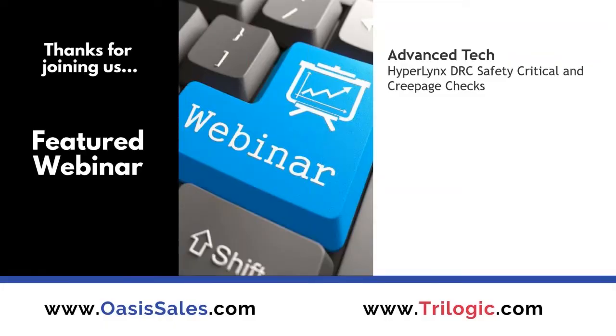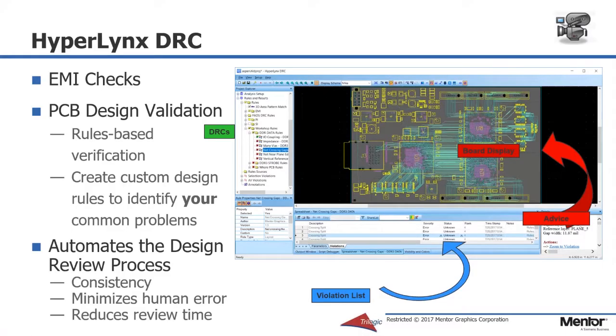Our webinar today is on safety critical clearance and creepage checks and how HyperLynx DRC can help make this important part of a design review much faster and more complete. Even though HyperLynx DRC is in the family of HyperLynx simulation tools, it is not a simulator, but instead does a comprehensive geometric analysis of the PCB. It can perform a rules-based verification of your design, ensuring consistency and greatly reducing the time required for design review.